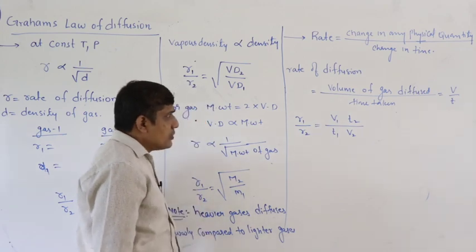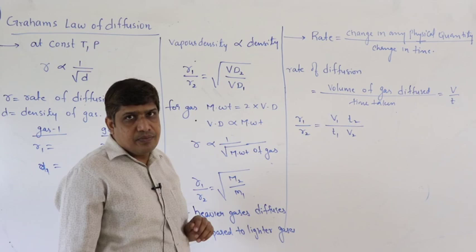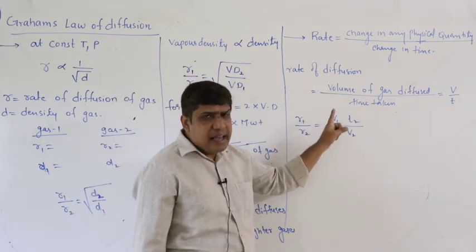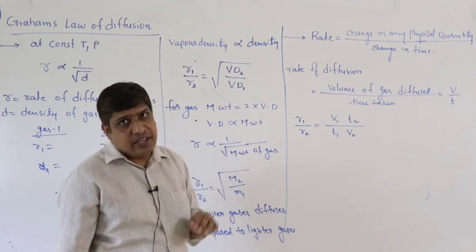Now since we know that volume is proportional to number of moles, you can also write it like this: rate of diffusion is the number of moles of gas diffused by time taken.